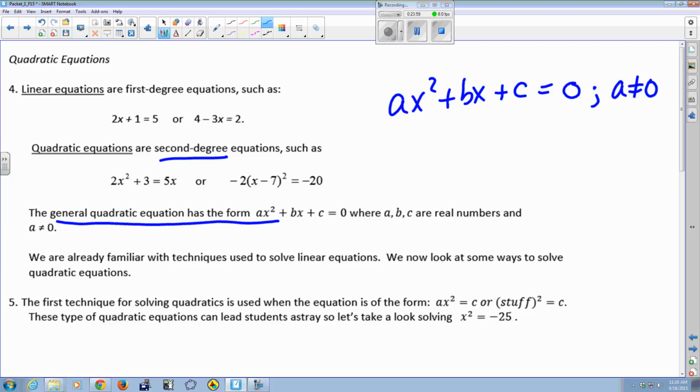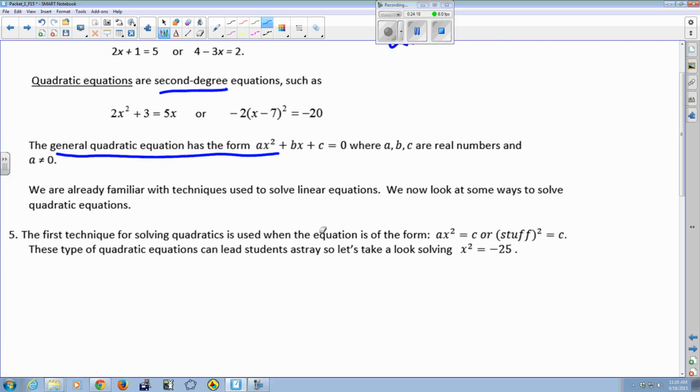That's right. If a was 0, 0 times x squared is 0, then you'd be back looking at a linear equation. But a, b, and c belong to the real number set, so they can be any real number. They could be square root of ugly numbers. They can be ugly fractions. They can be nice numbers like 2 and -10. Okay? So let's take a look at some of the strategies.